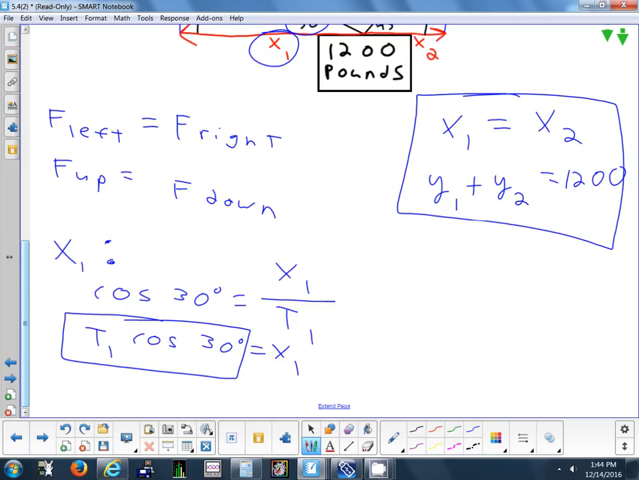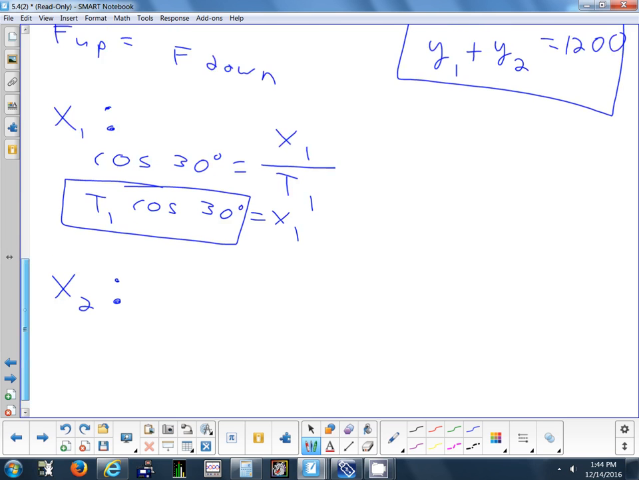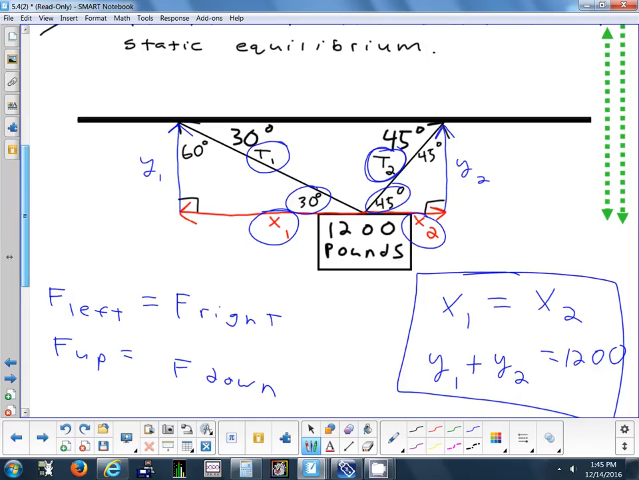Okay, let's do X2. Eventually you're going to start to see a pattern with the answer. Maybe after this one you'll start to see it, and then you don't need to go through every step every time. Okay, let's look at X2. I want to use this angle, this, and that. What's the name of the side we called X2? Adjacent. What's the side that's T2? Hypotenuse. So what trig function? Cosine.